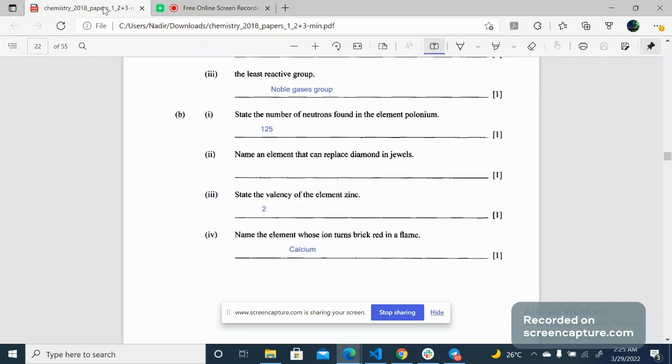All right. So the next thing is part 4 of subsection B, and the question says: name the element whose ion turns brick red in a flame. Okay, so this is talking about the flame test. There are certain elements in the periodic table which, when put to flame, give specific colors to the flame that are characteristic of those particular elements.